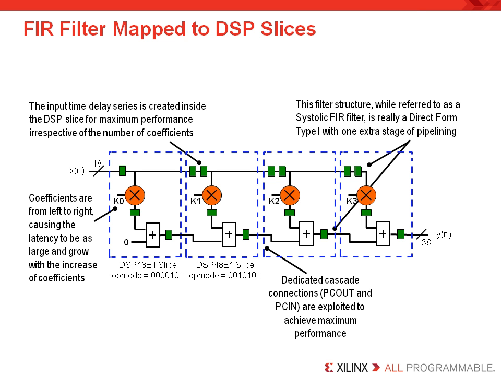From this example, you can see how easy it would be to increase the number of taps in the filter. Simply add more DSP slices to the chain, each with its own multiplier coefficient.